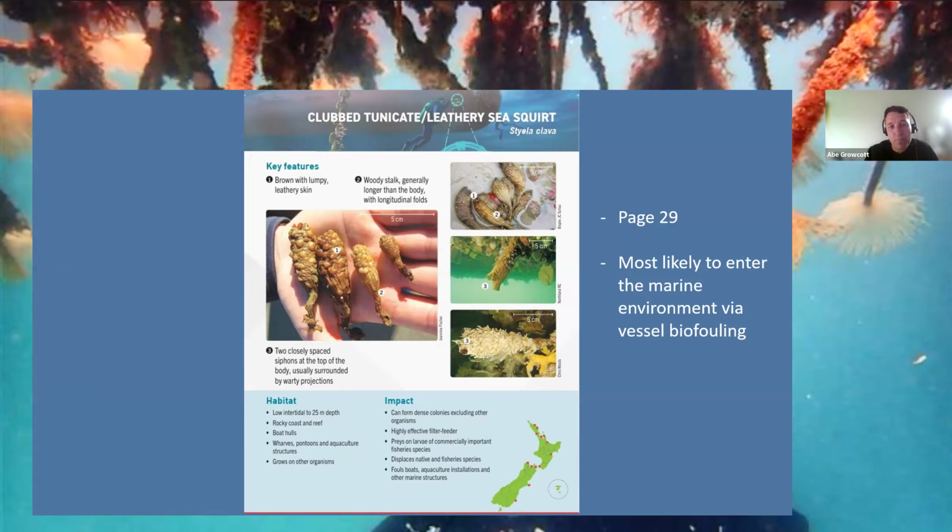It's a prolific fouler of man-made structures, so it can be a nuisance species for vessels, for structures in the marine environment, aquaculture structures, etc. Highly efficient filter feeder, and it can grow on other organisms too. And this one is definitely a candidate for being introduced via biofouling into the country.